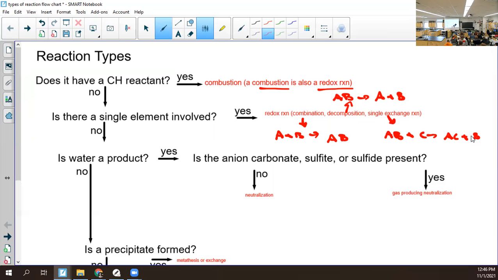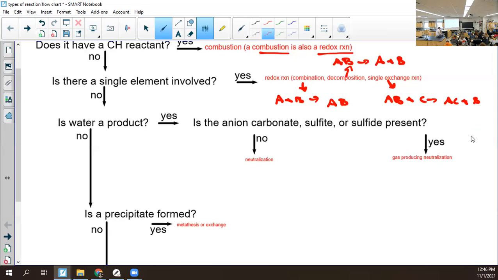Notice all of those had a single element. If it has a single element, you have a redox reaction. All right, I'm probably going faster than you are, but I gotta finish it in 3 minutes.